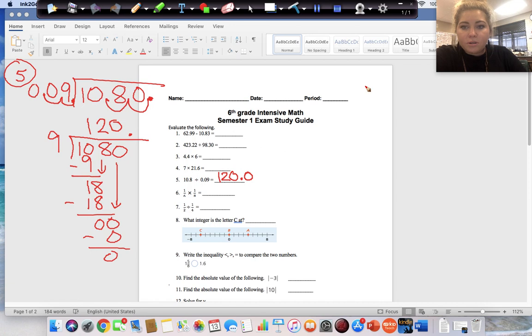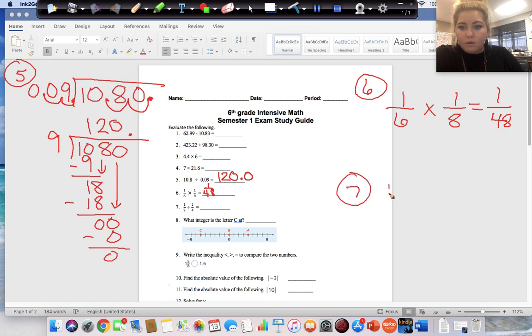Okay, let's do number 6. Number 6, those numbers are kind of hard to see, but it is 1/6 times 1/8. When you are multiplying fractions, we just multiply straight across. 1 times 1 is 1. 6 times 8 is 48. So my answer is 1 over 48. And we'll do number 7 right below here.